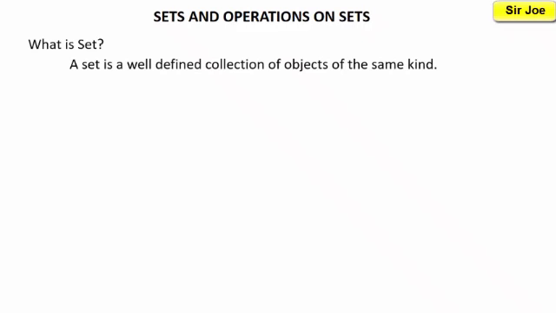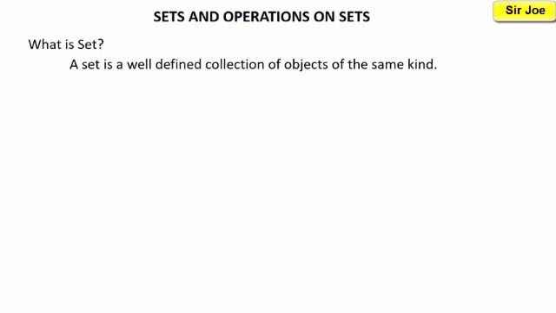Today we are going to do sets and operations on sets. I know we have already learned it, but you need to revise on all that you have learned. But before that, what then is a set? You already learned that a set is a well-defined collection of objects of the same kind. So if you have objects that are of the same kind, then we can call it a set.